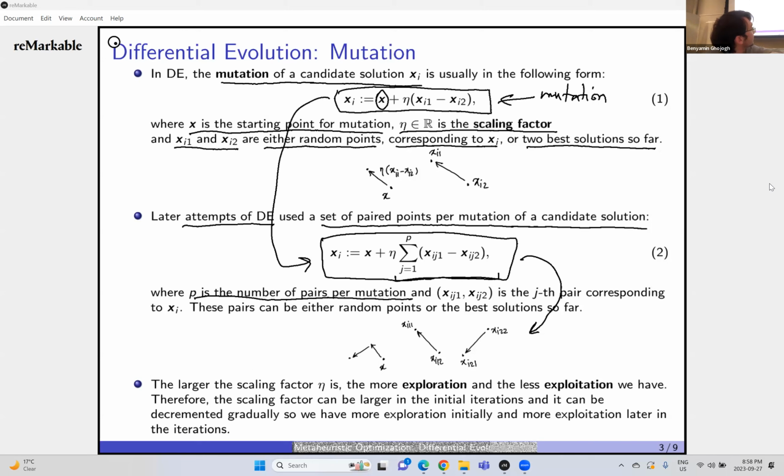Now let's discuss eta, which was the scaling factor. Of course, the larger the scaling factor eta, the more exploration I have, because the larger update I have. The smaller the eta, the smaller the jump I will have, therefore more exploitation I will have. Agree? So again, we can initialize with a larger eta and decrement eta gradually to have more exploration initially and more exploitation later.